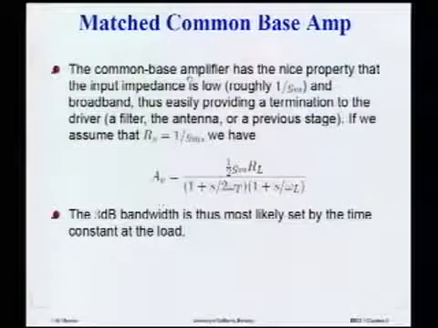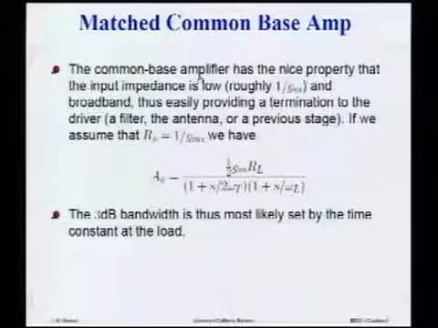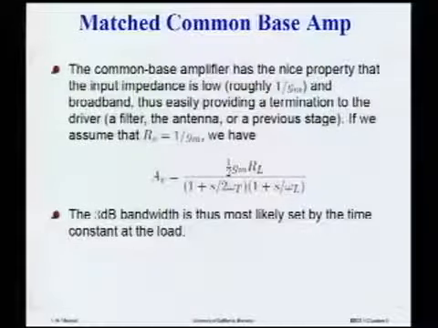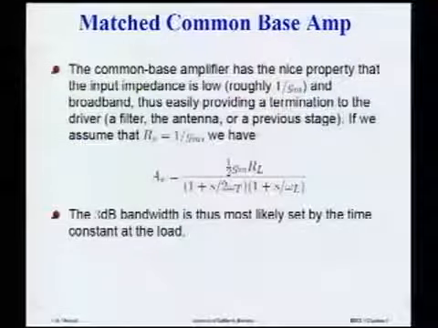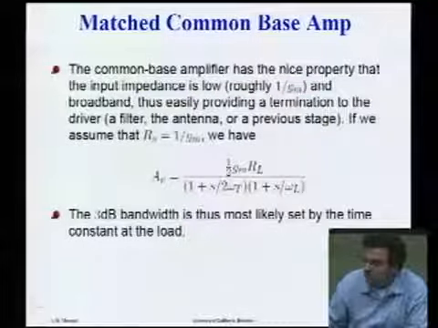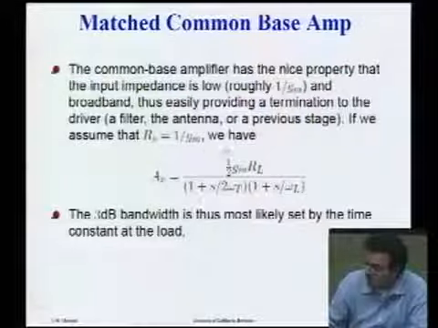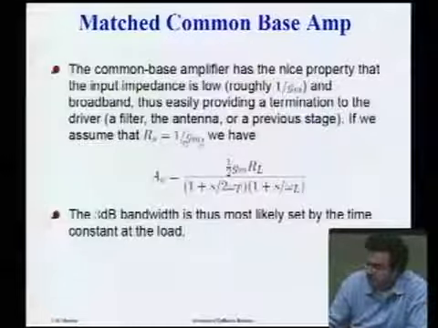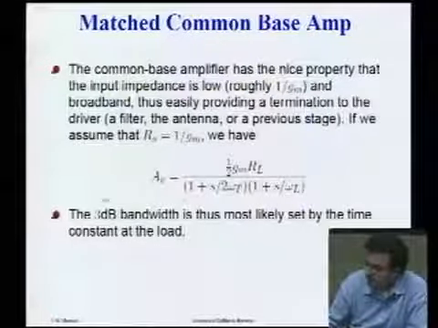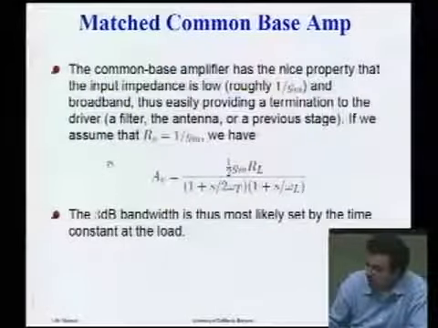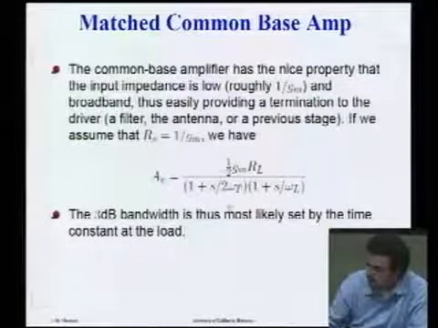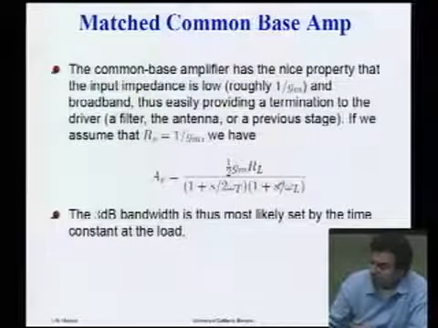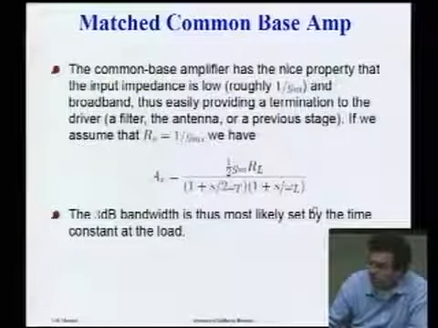So in particular, one of the nice things about a common base amplifier is that it has a low input impedance, roughly 1 over GM. So we can basically tune the current in the device to get an input impedance match for a particular source impedance. And using the same equation that we derived for the voltage gain, if we set RS equal to 1 over GM to get an input impedance match, we see that the gain degenerates into this simple form here. And the time constants of the output are 2 omega t and omega L. So more than likely, the time constant is going to be set by the omega L of the load.